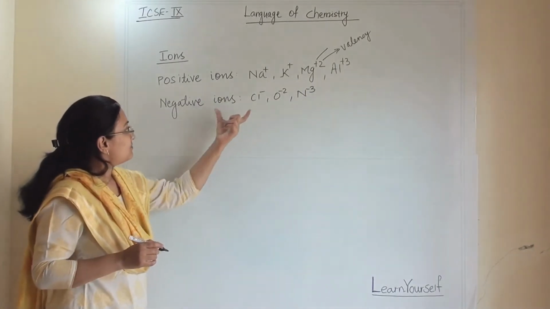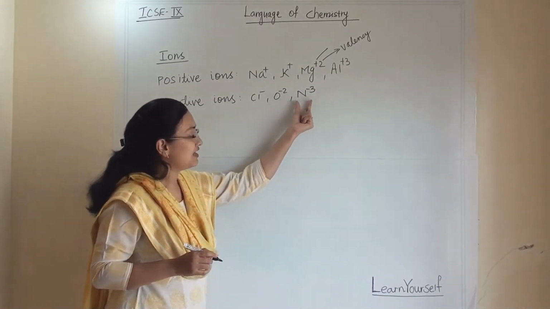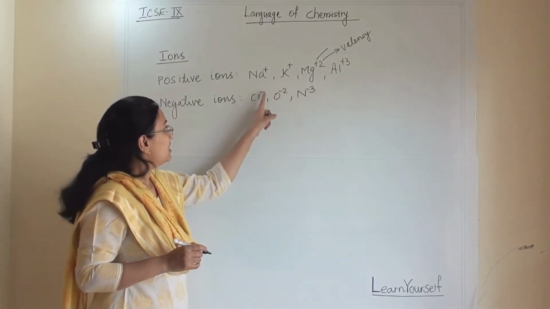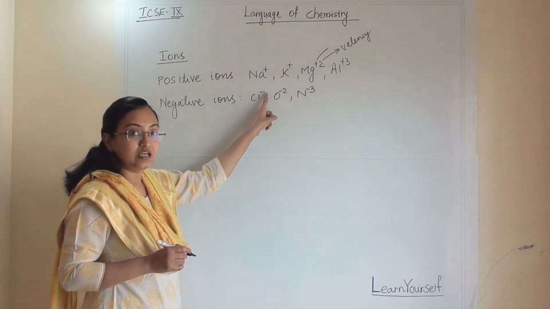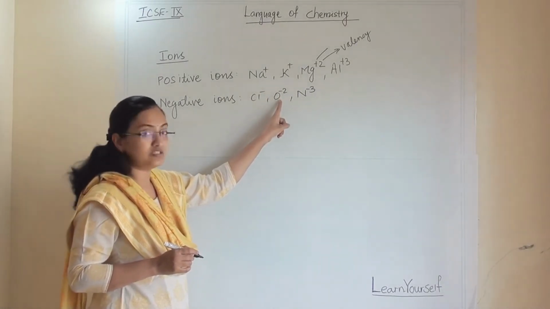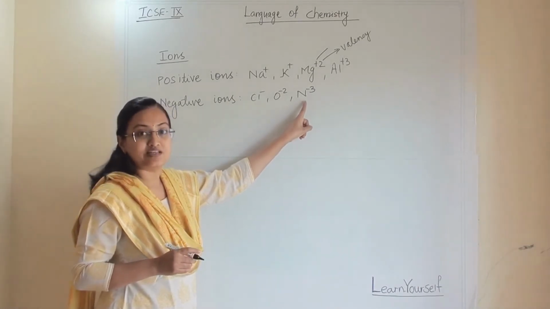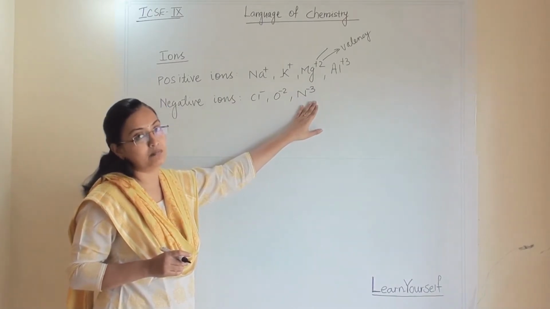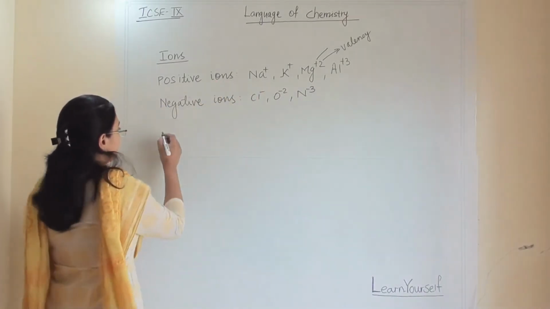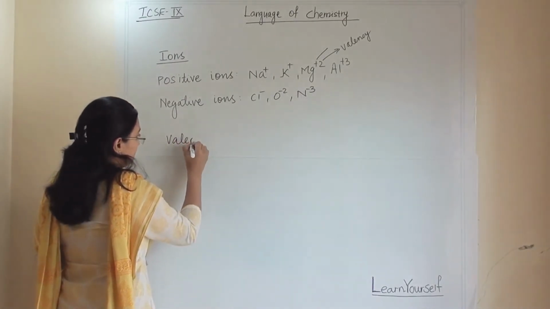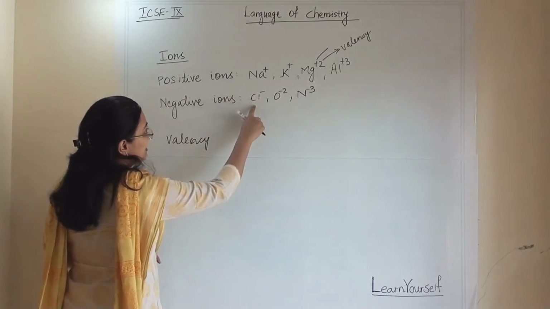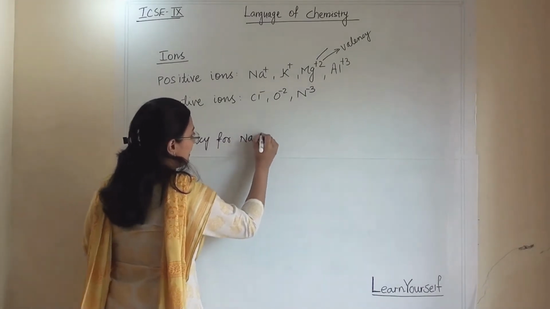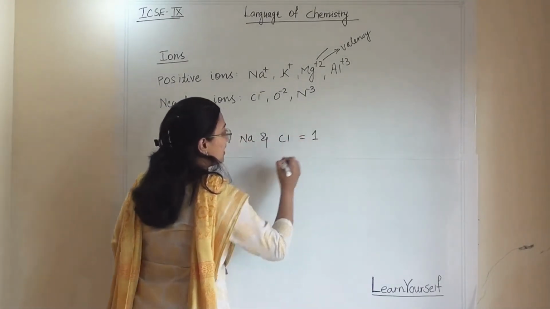Now negative ions: chlorine, oxygen and nitrogen. They all are negative, so a negative sign is there. Here 1 is there, that means its valency is 1. Oxygen's valency is 2 and nitrogen's valency is 3. But they are negative, so we represent them with -1, -2, -3. If you see that sodium and chlorine, the valency for sodium and chlorine is 1.